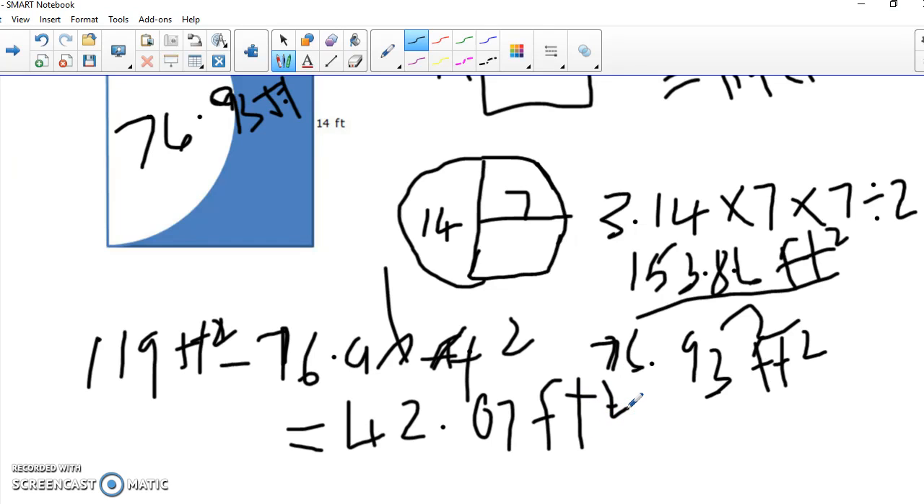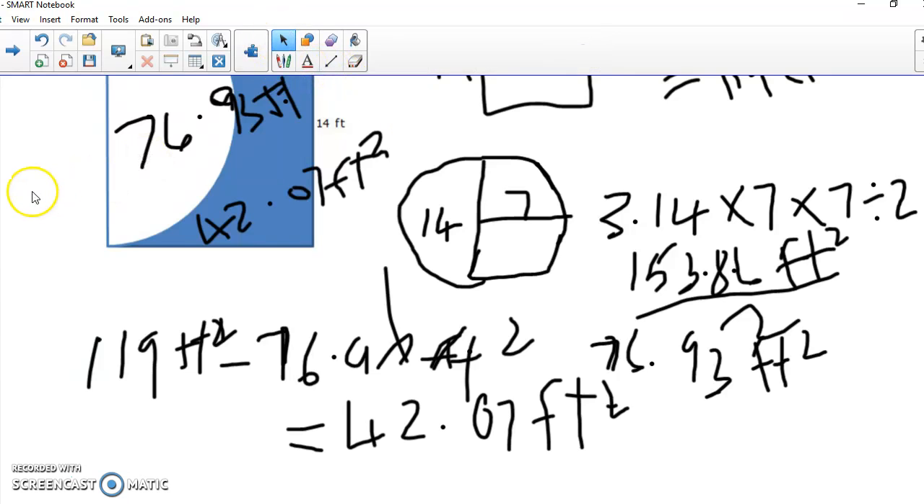Let me make one more check to see that my answer is correct. 119 feet squared minus 76.93 equals 42.07 feet squared. So the shaded region would be 42.07 feet squared. And that's your answer.